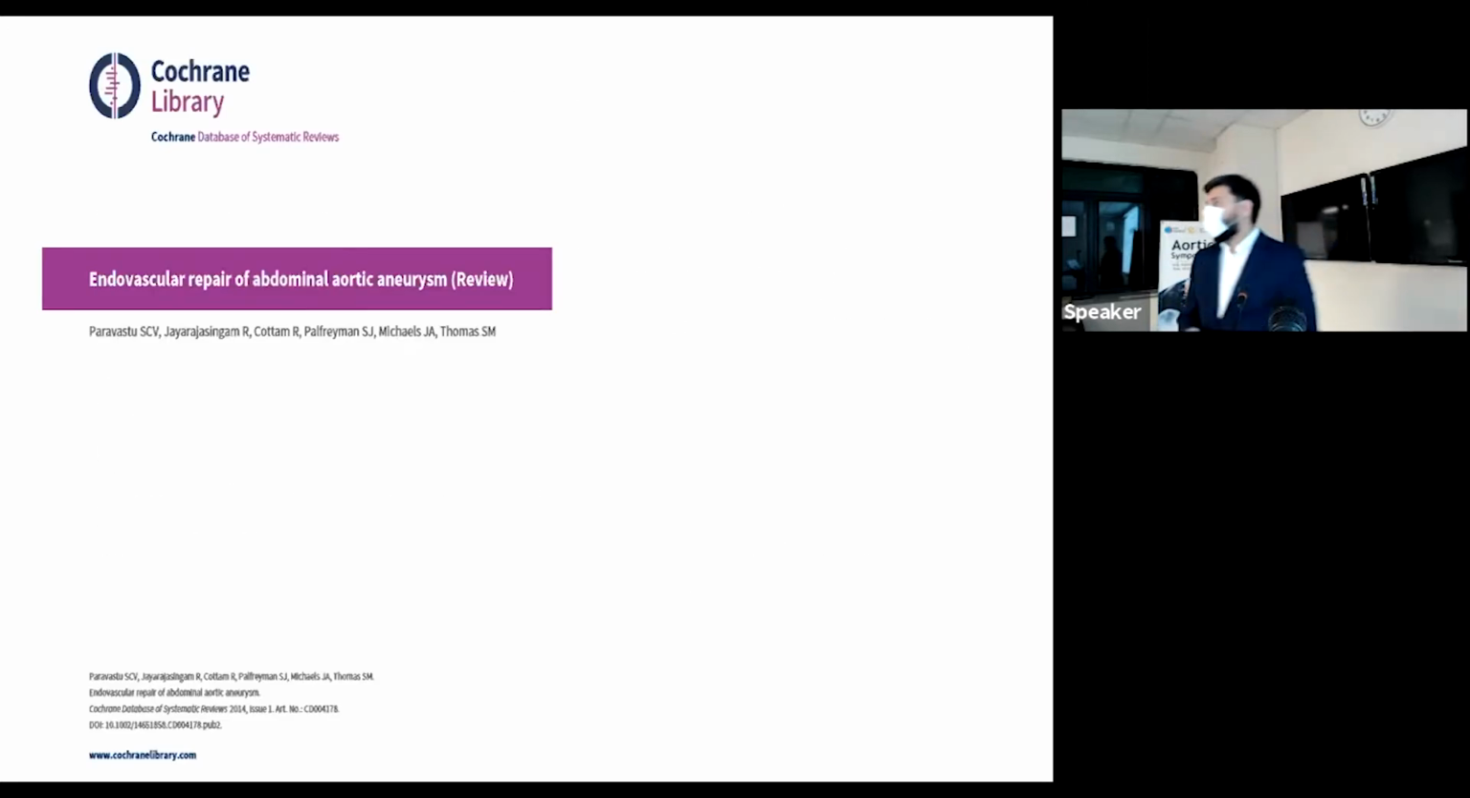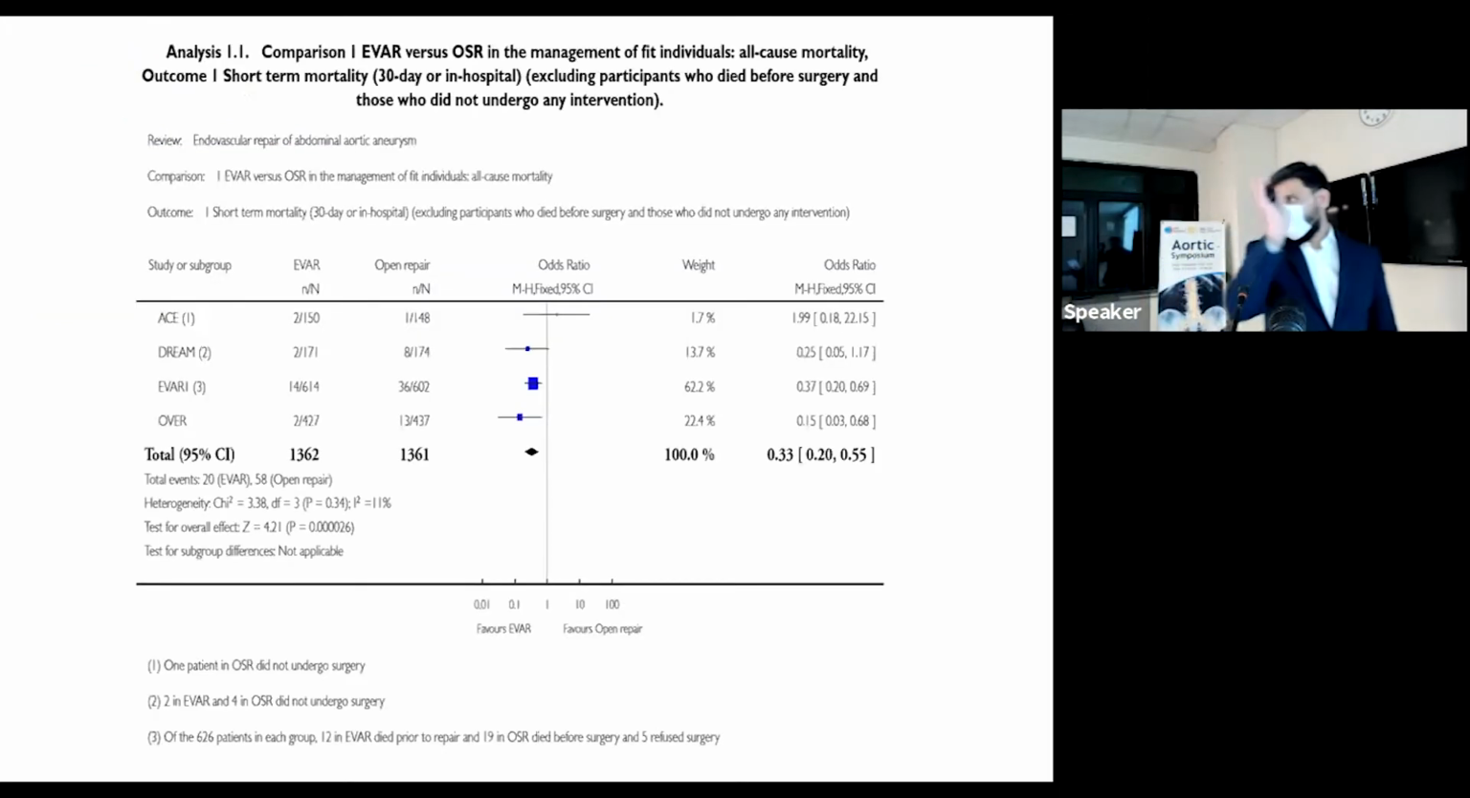Now, luckily, we've got something in the UK called the Cochrane Review, which does really good meta-analyses. This is from 2014, and they do all the work for you. So they look at all these randomized control trials, and they've put them on this.